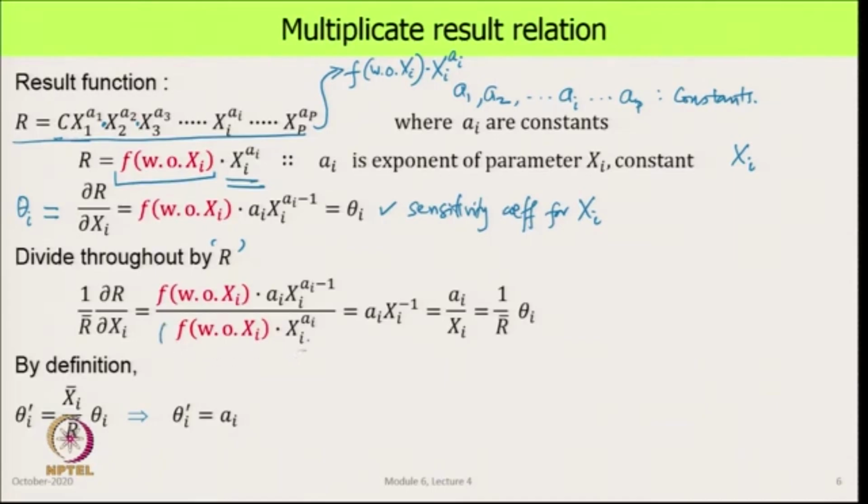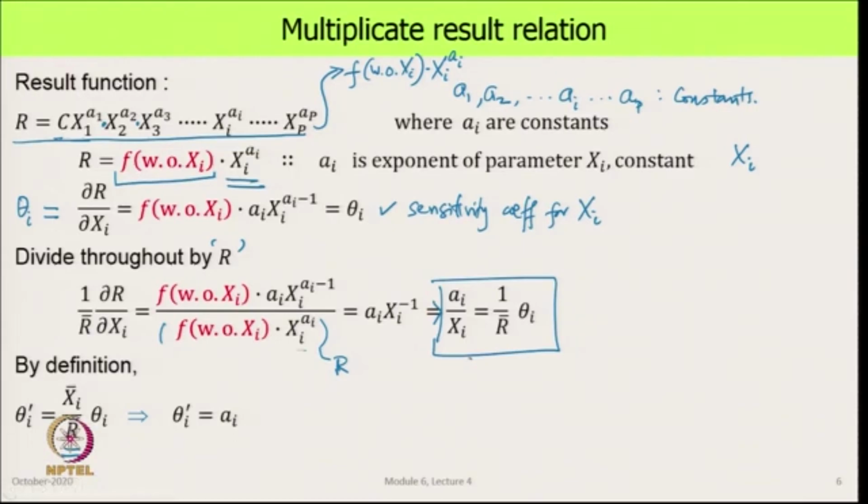So, what you see here, this term, is essentially nothing but r. When you simplify this, we get ai xi to the power minus 1, which tells us that ai upon xi is 1 upon r theta I. So, we got a very nice simple relation for theta I. But by definition, we also have the non-dimensional sensitivity coefficient theta I prime as xi bar upon r bar times theta I.